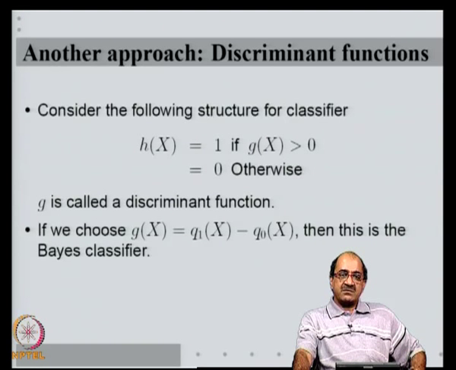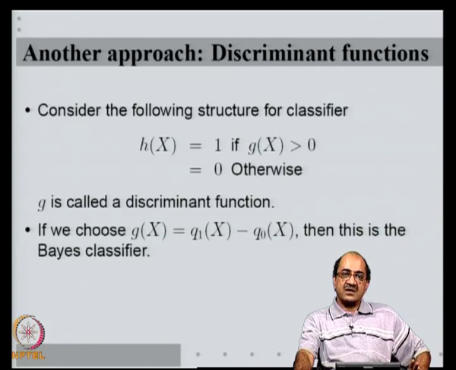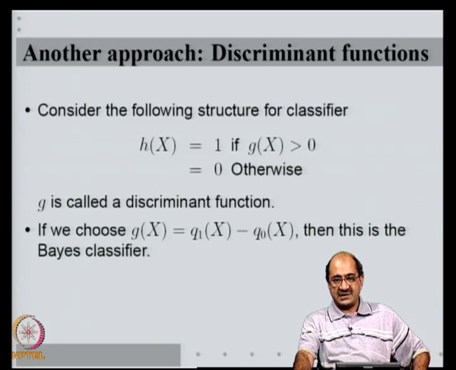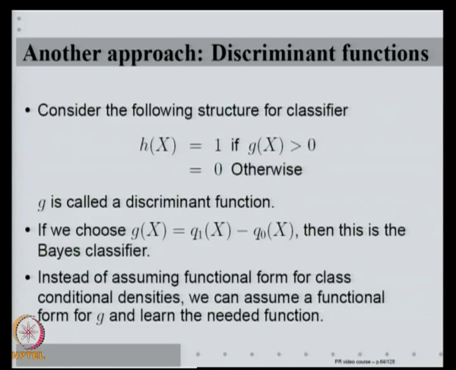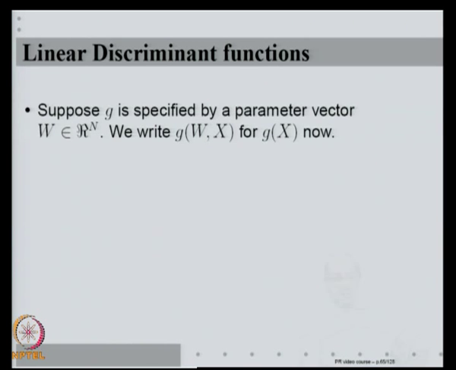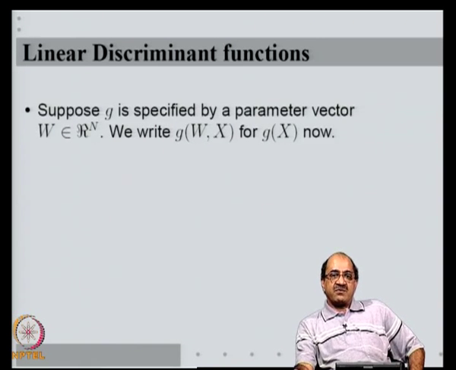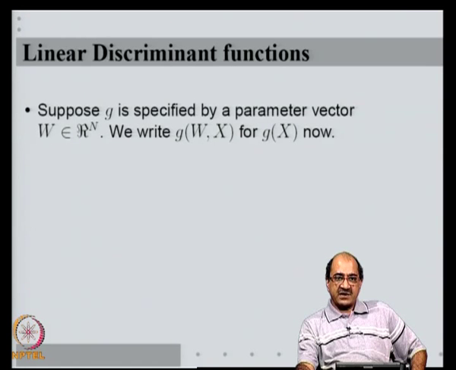But the interesting thing about the discriminant function classifier is that I can choose any other discriminant function too. The idea is I will try to tweak a proper discriminant function instead of worrying about actually estimating the class conditional densities. So, instead of assuming some functional form for the class conditional densities and estimating them, we can assume a functional form for g and directly learn the needed classifier. Generally, a discriminant function would be specified by some parameters so that I can tweak it. Let us say g of w comma x instead of g of x is the discriminant function, where w is the parameter vector, and let us say there are capital N parameters.